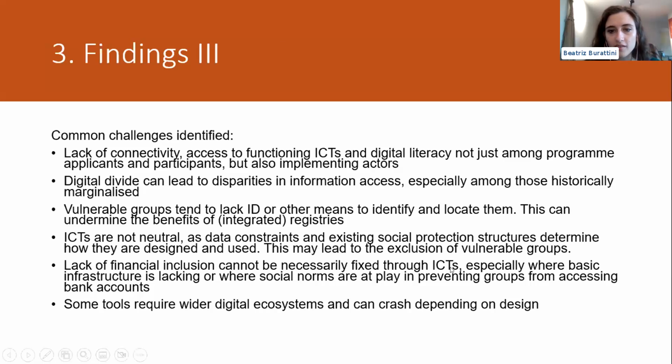And related to this, often because of a lack of basic infrastructure, rural areas still lack wider digital ecosystems that allow digital tools to actually be useful. And some tools, especially when they're designed during a crisis response or in a hurry, might still have some design issues and might, for example, crash if a lot of people use them.